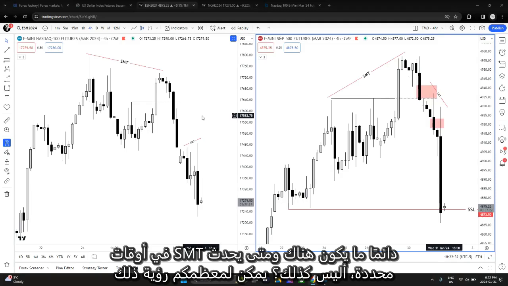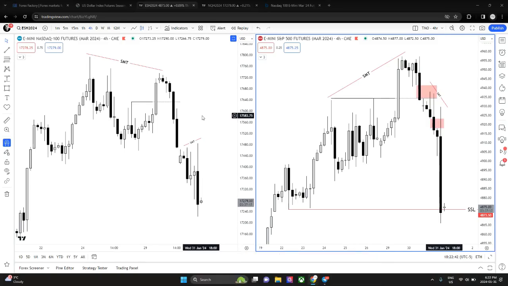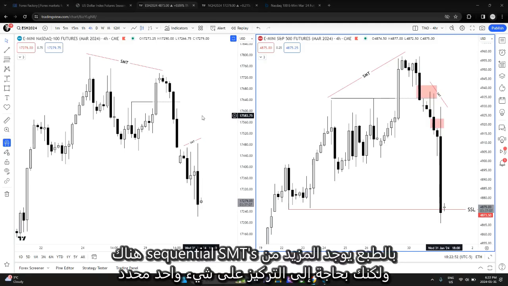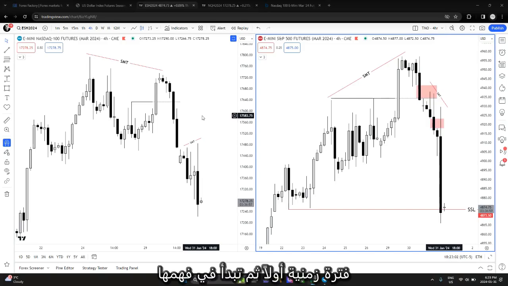And when does SMT happen? At specific times, right? Most of you guys can see this working, the sequential SMT. It's literally just quarterly theory meshed with SMT. Of course, there's more sequential SMTs there, but you need to be focusing on one specific period of time first. Then you'll begin to understand it.